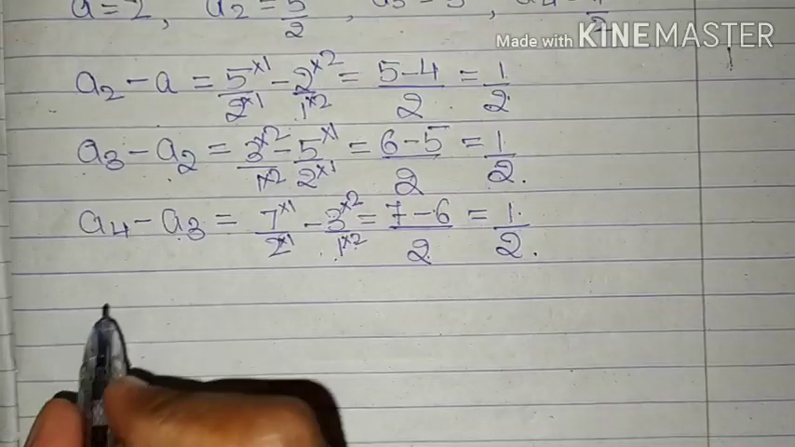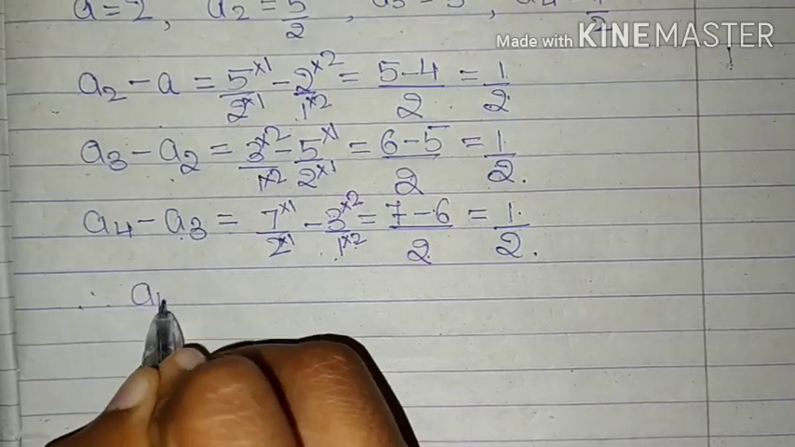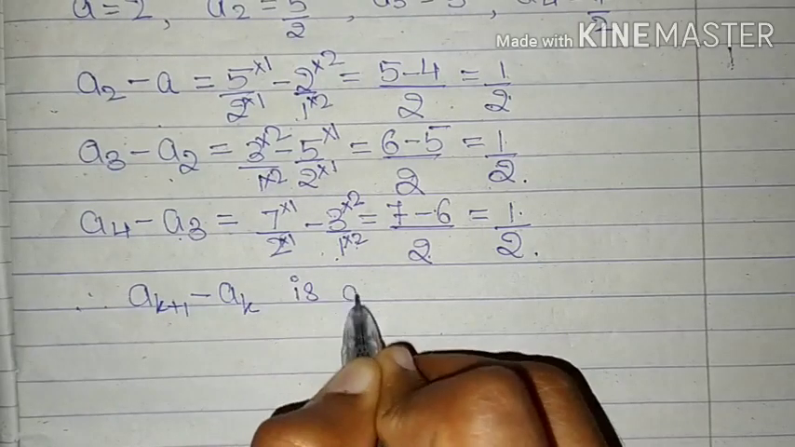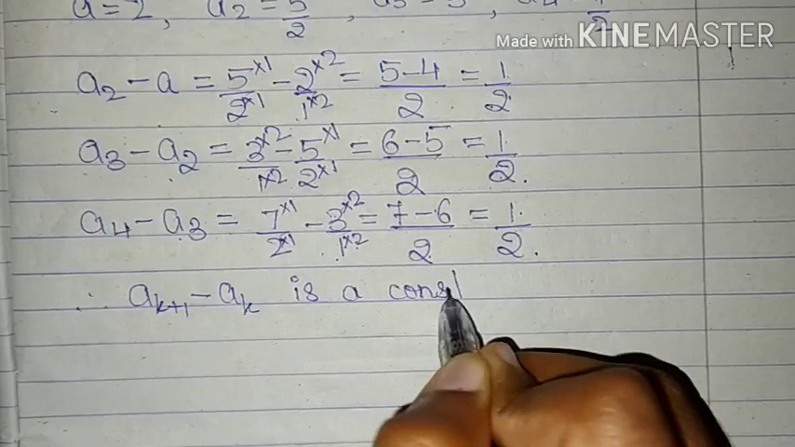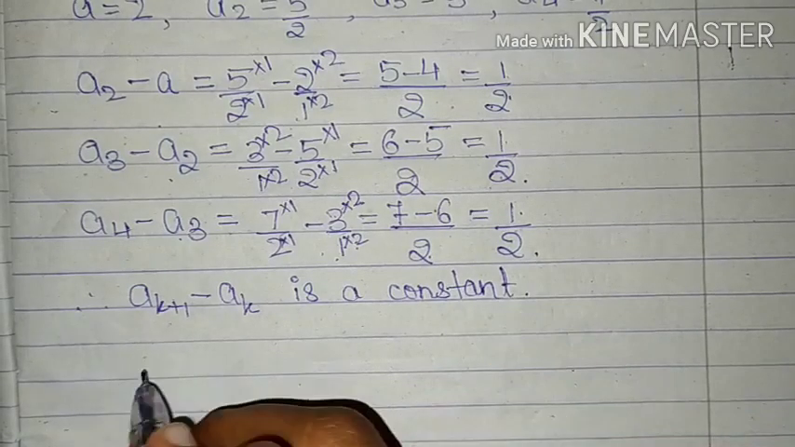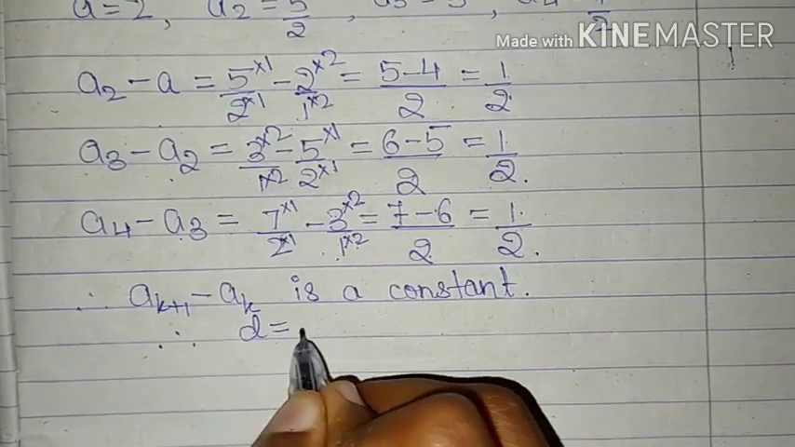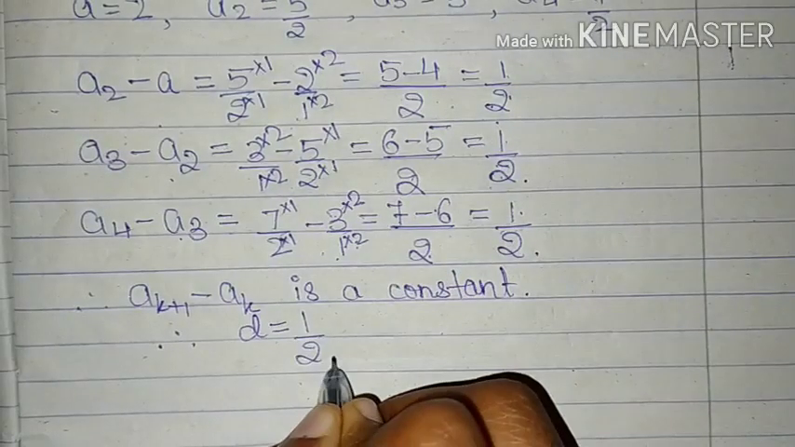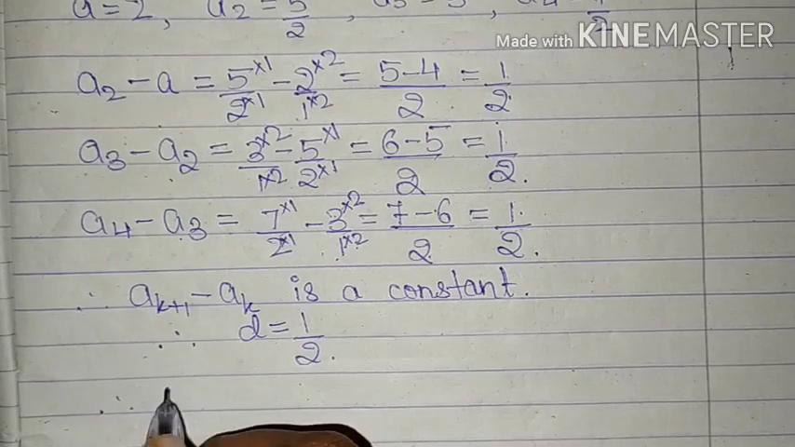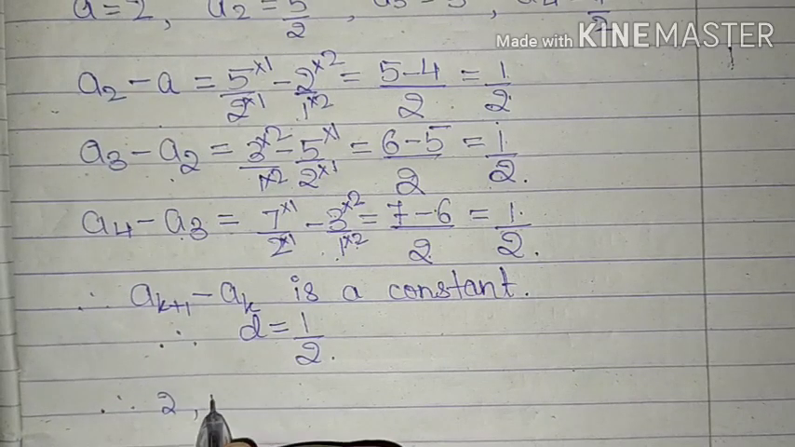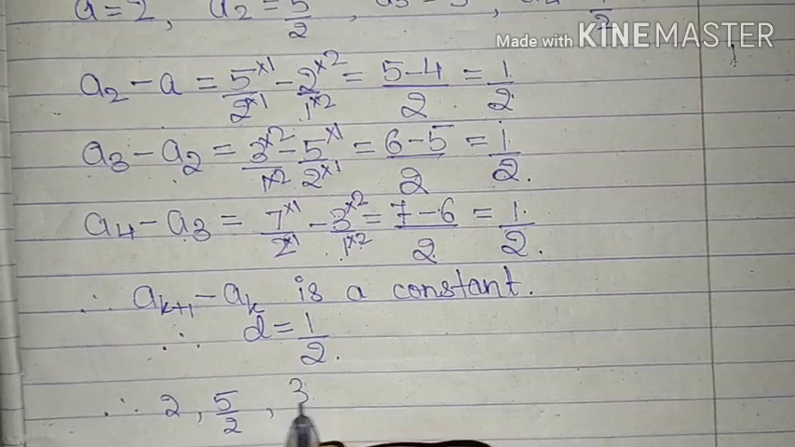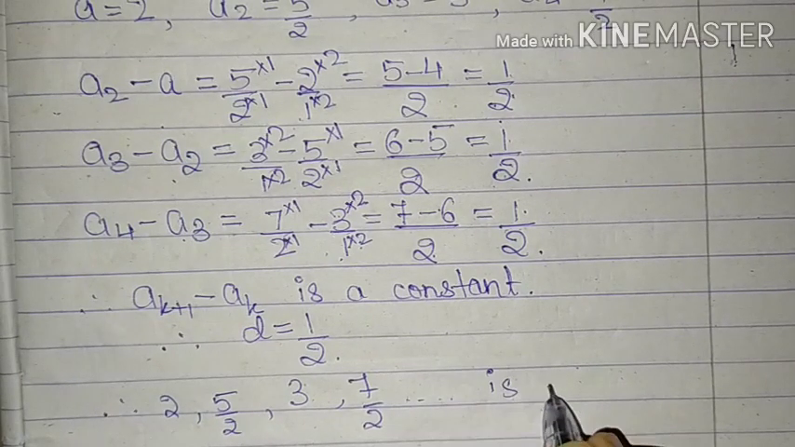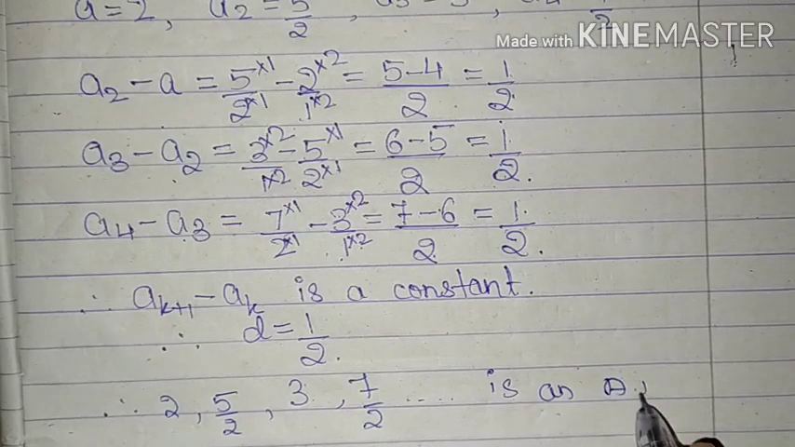Let's write it down in sentences. Therefore, a(k+1) minus a(k) is a constant, right? Therefore, d is equal to how much? What is the constant value here? It is 1/2. Therefore, 2, 5/2, 3, 7/2 and so on is an AP.